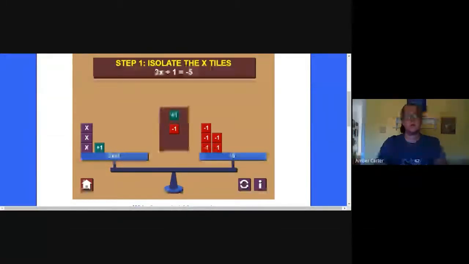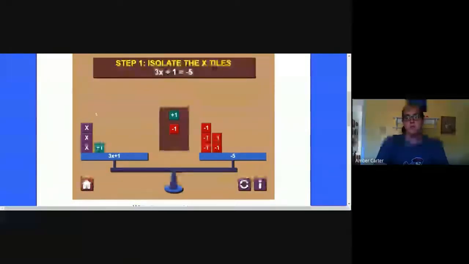We're going to take a look at one more example. This time I wanted to do one that includes negatives. So you can see I already set up the model for us. We have 3x plus 1, and that equals -5. So the process is still the same.